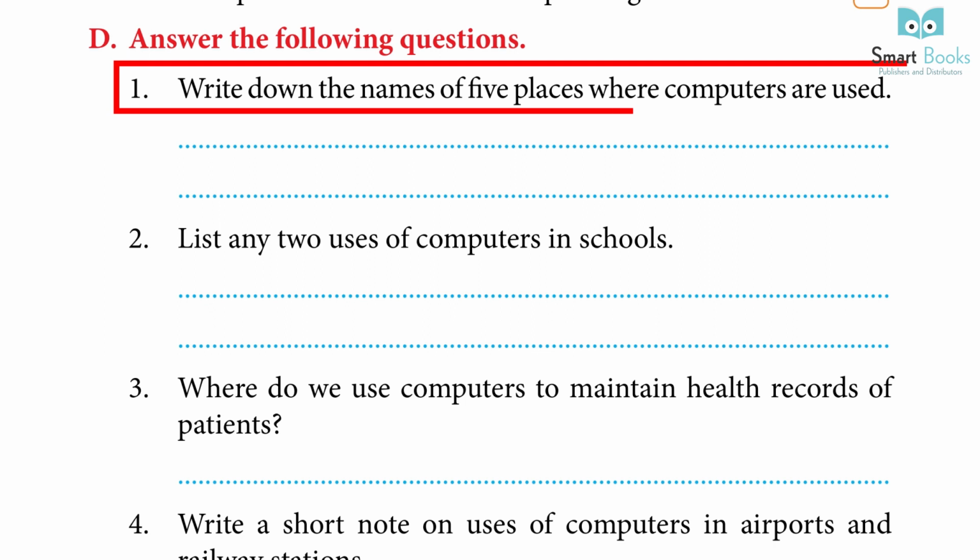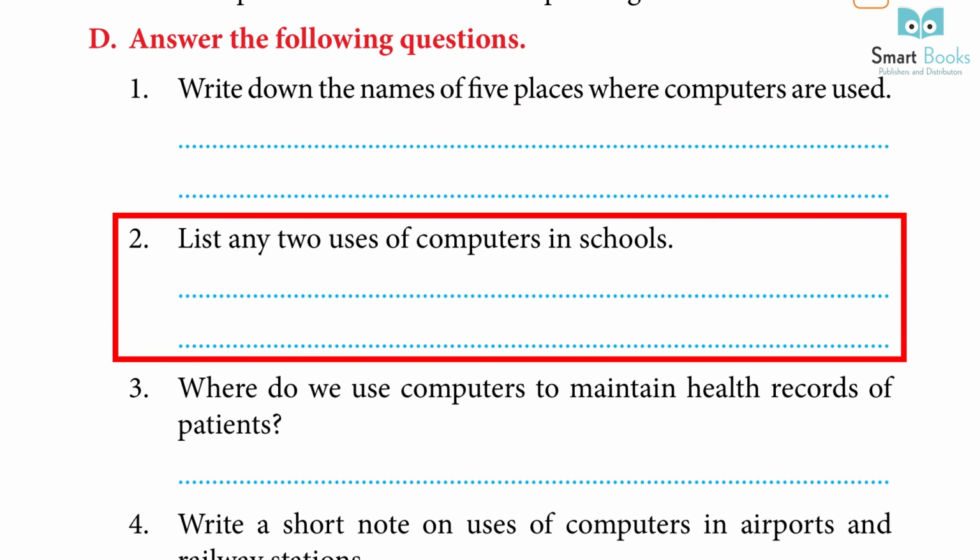D. Answer the following questions. 1. Write down the names of 5 places where computers are used. Answer: schools, railway stations, airports, shopping malls, medical field and banks. 2. List any 2 uses of computers in school. Answer: A. Interactive learning apps and virtual classes using smart classroom. B. Tracking performance of students.